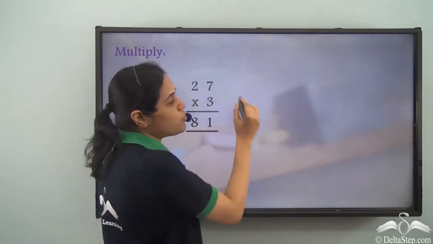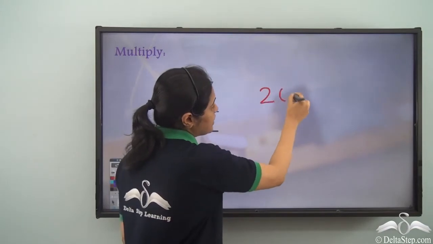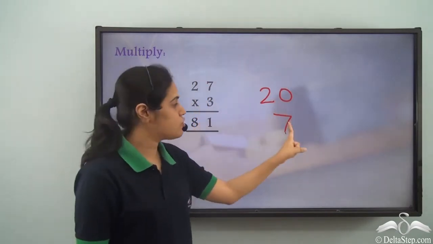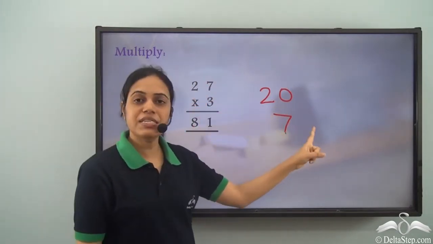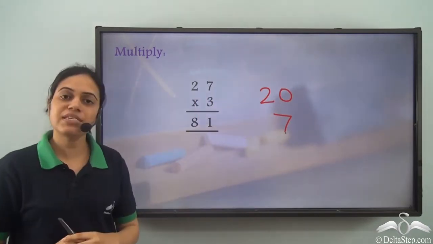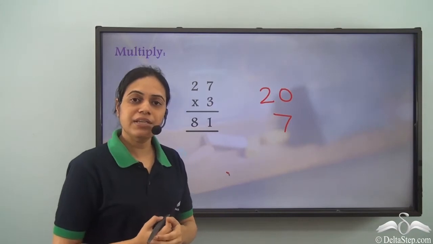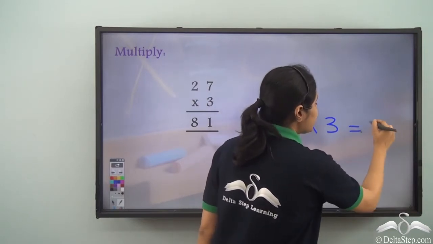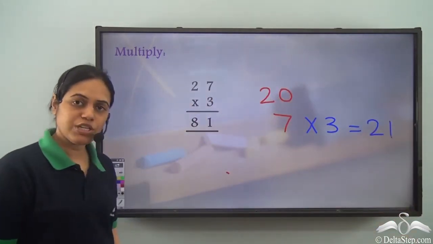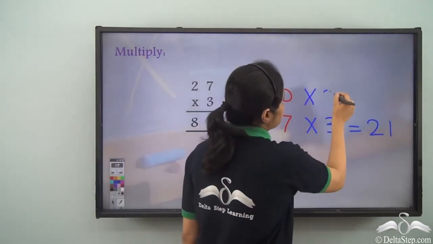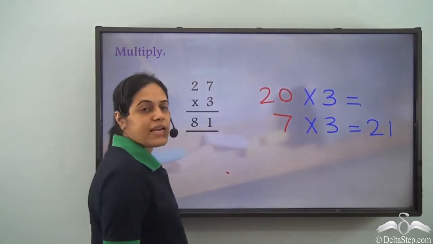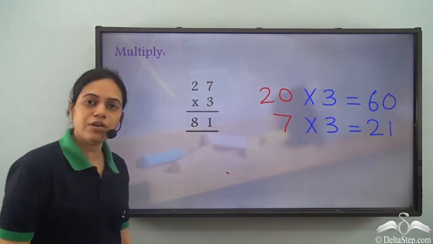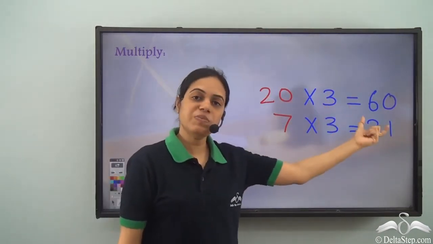Let us see. 27 means 20 plus 7, because I have 7 ones. So 7, 2 tens, so 20. If I add 20 and 7, I get 27. And I am multiplying these by 3. So if I multiply 7 by 3, I get 21. 7 into 3 is 21. Also, if I multiply 20 by 3, what will I get? 3 into 2 is 6, and I have a 0. So I have a 0 here. 20 into 3 gives me 60.